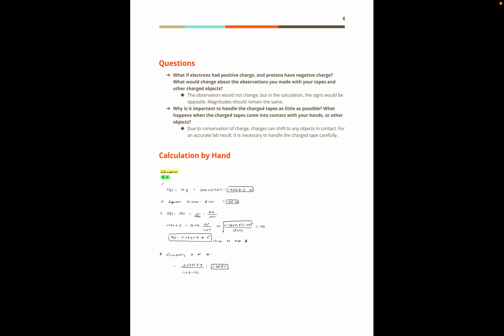And the second question is, why is it important to handle the charge tape as little as possible? What happens when the charge tapes come into contact with your hands or other objects? Due to conservation of charge, charges can shift to any objects in contact. So for an accurate lab result, it is necessary to handle the charge tape carefully and again as soon as possible, because putting it too slow may cause charges to go away.